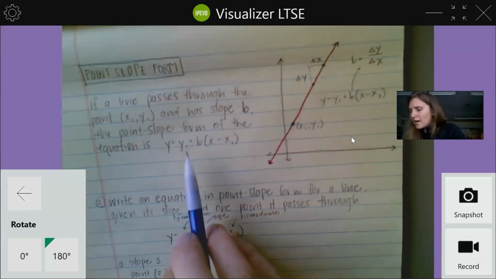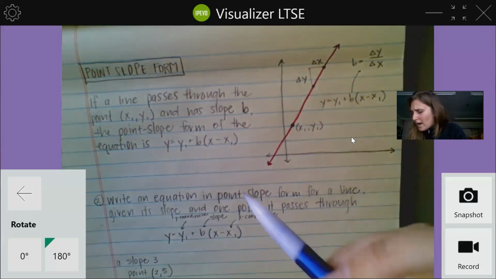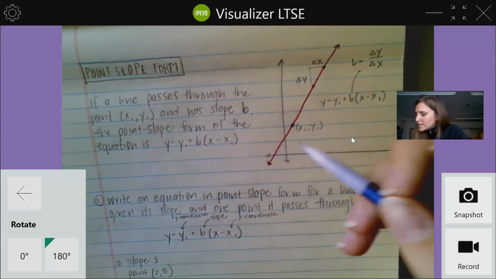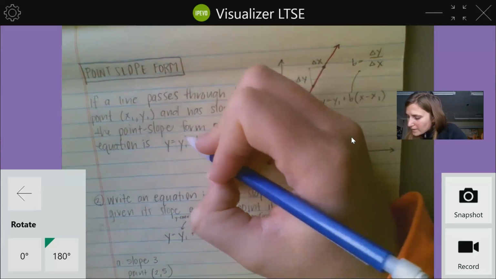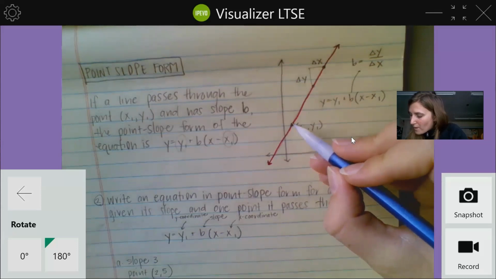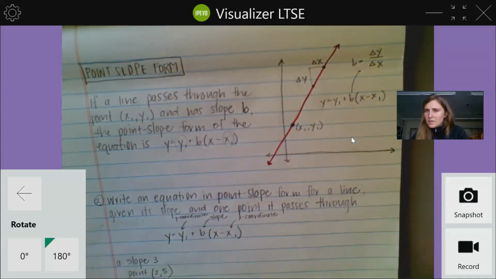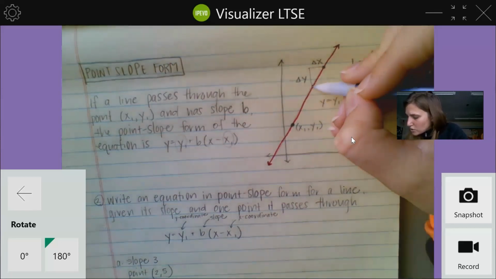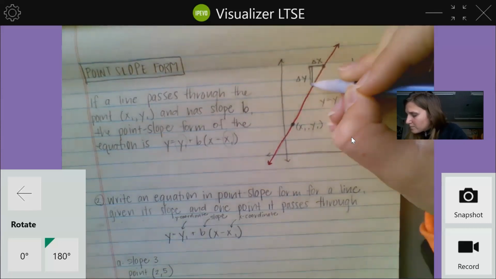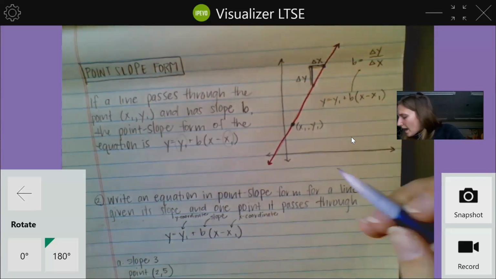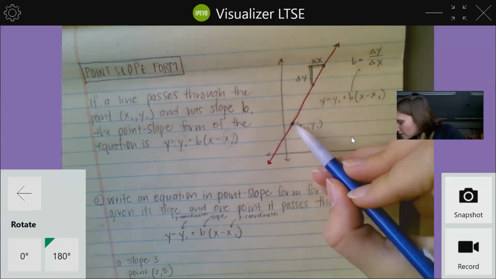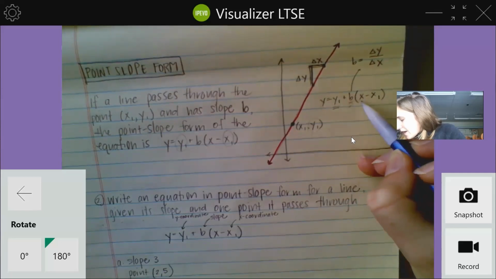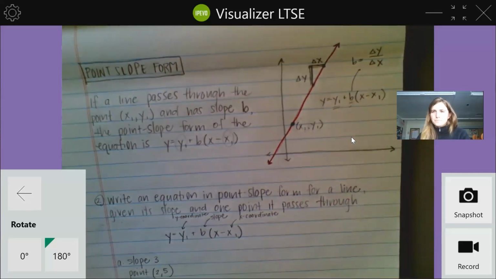All right, and so let's look at how this shows up on a graph. Right, so we have, again, y equals y1 plus b times x minus x1. Well, this x1, y1 is right here, a point on our line. And then the slope, again, is the change in y over the change in x. So just the rise over the run. Rise over run. And again, the y coordinate of this point shows up right there. The slope is showing up right here. And then we have x minus the x coordinate.